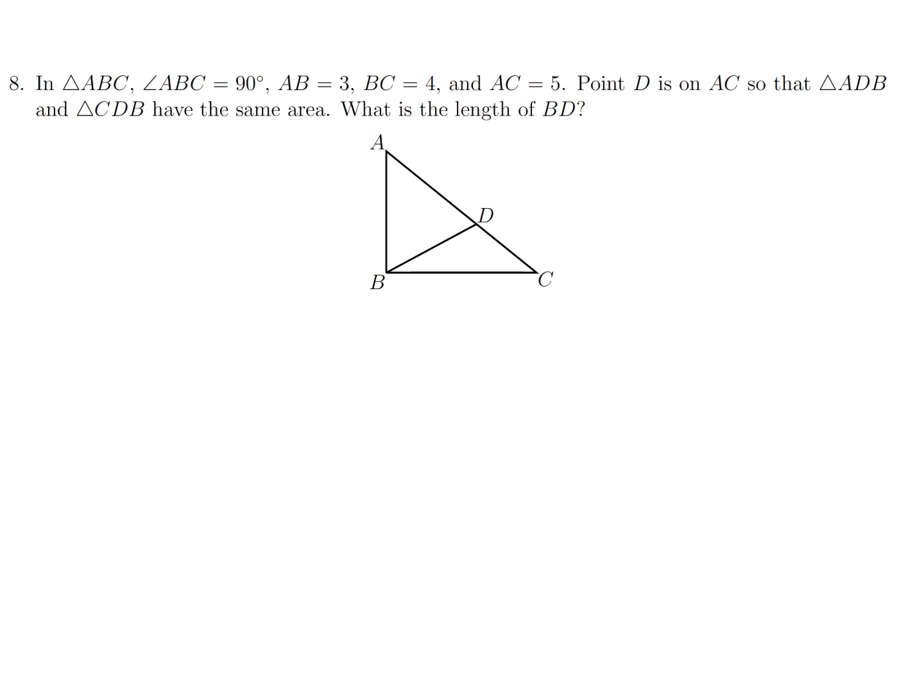In triangle ABC, angle ABC is 90, AB is 3, BC is 4, AC is 5. Point D is on AC, so that triangle ADB and triangle CDB have the same area. What is the length of BD? All right, well, I tend to do this a lot, put it on a coordinate axis. It always works, so that's why I keep doing it.